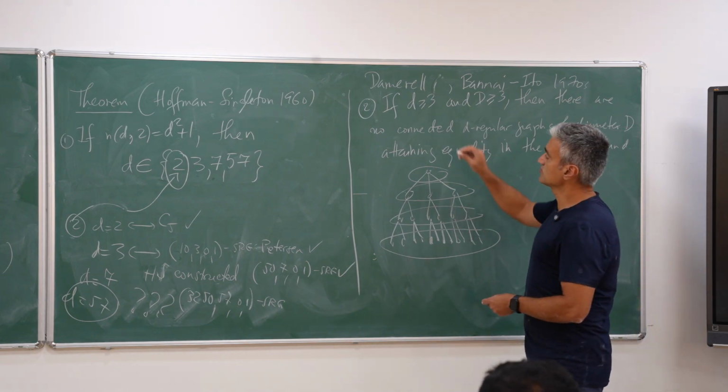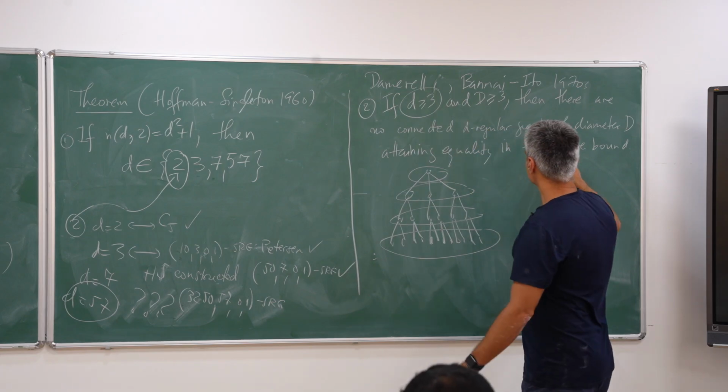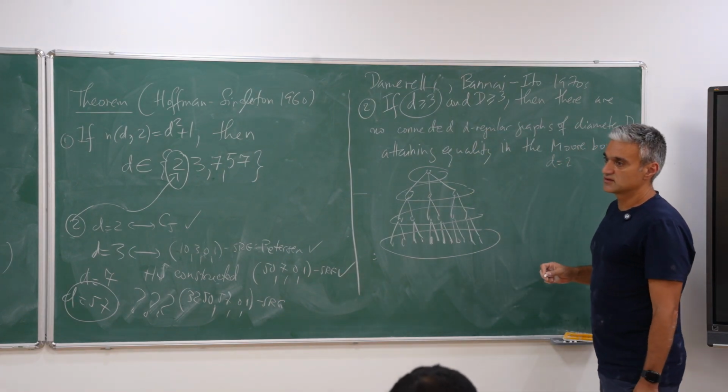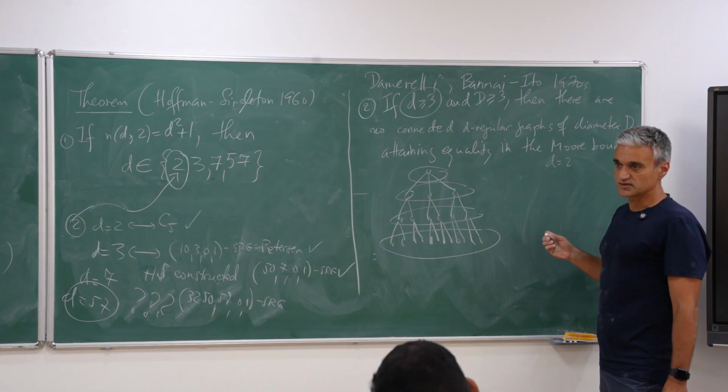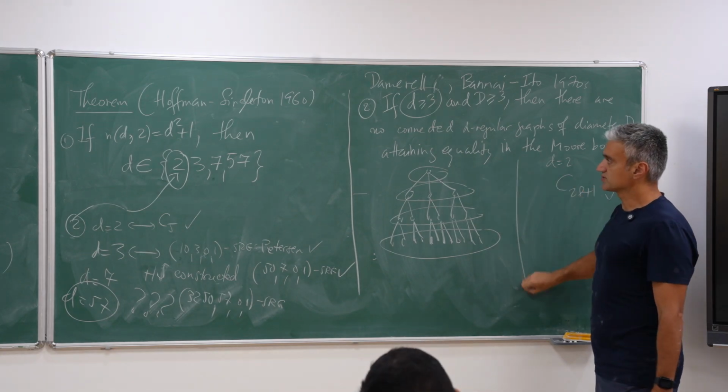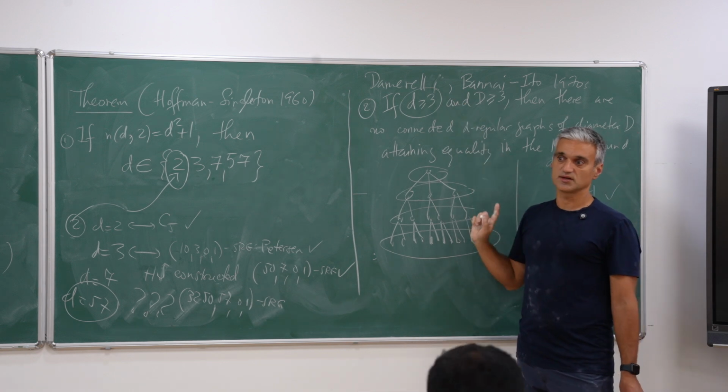So you see, I gave you here D greater or equal to 2. For D equals 2, you'll always find an odd cycle. So that works, C_{2D+1}. But for D greater or equal to 3, it doesn't work.